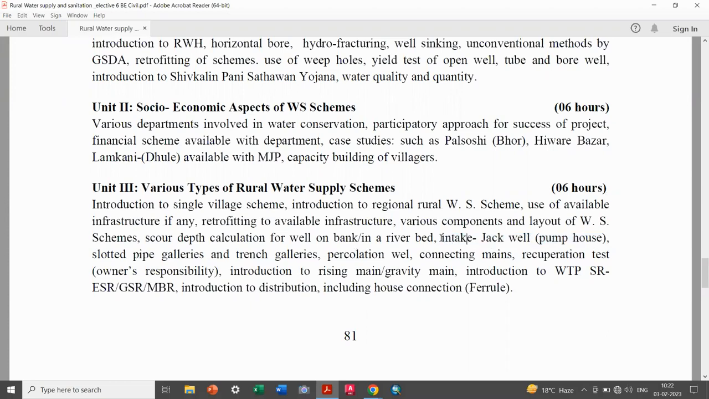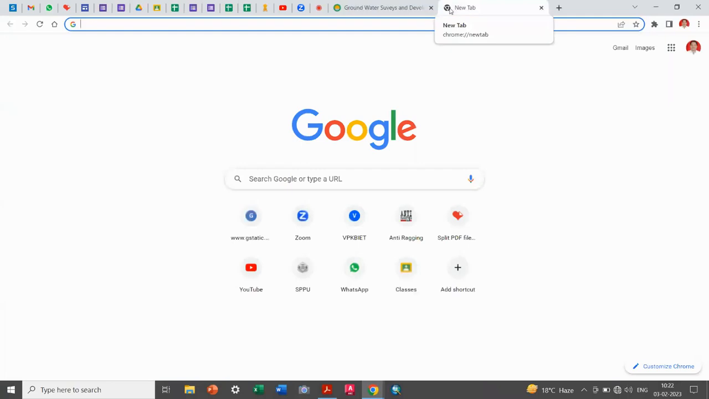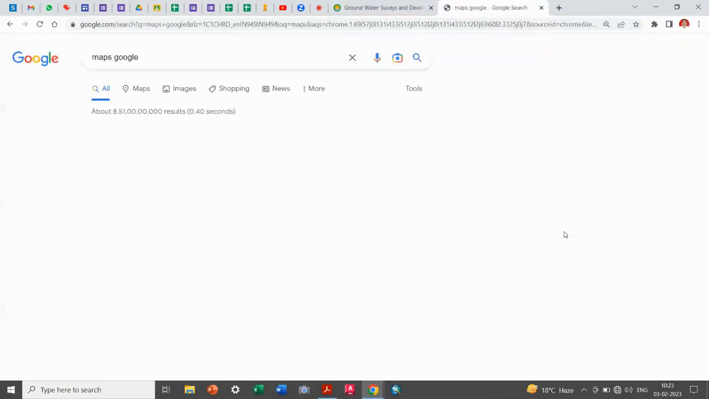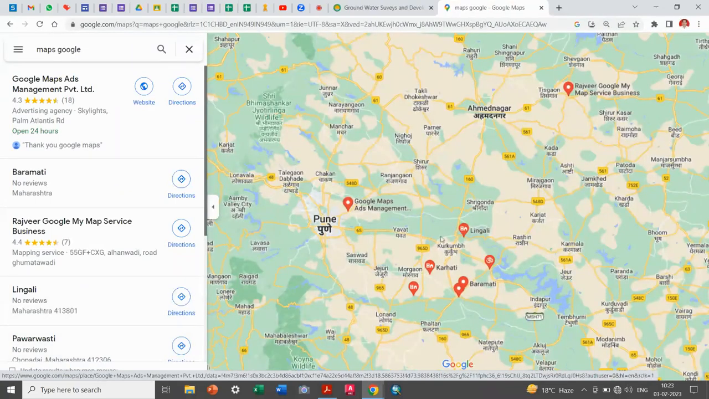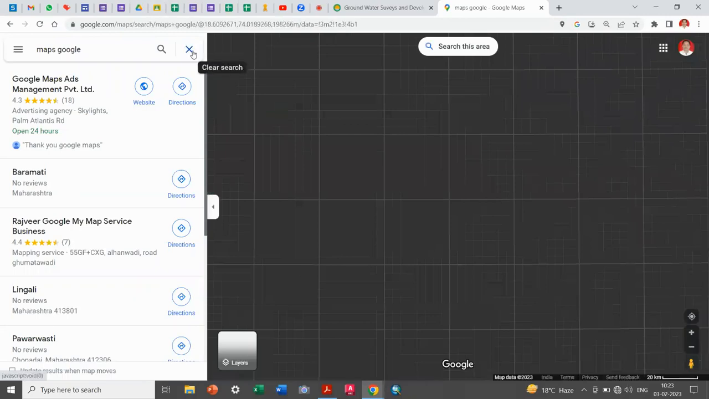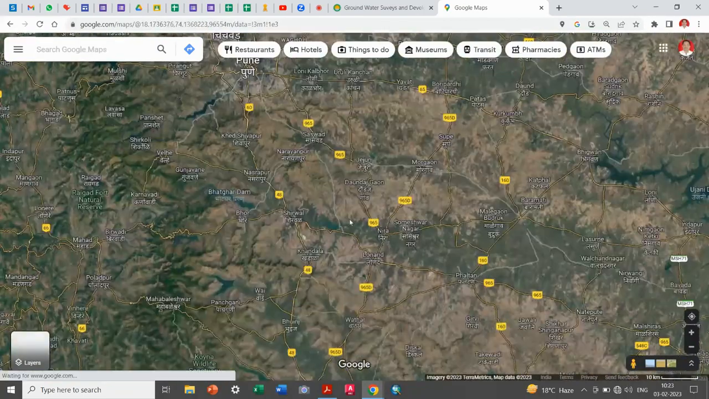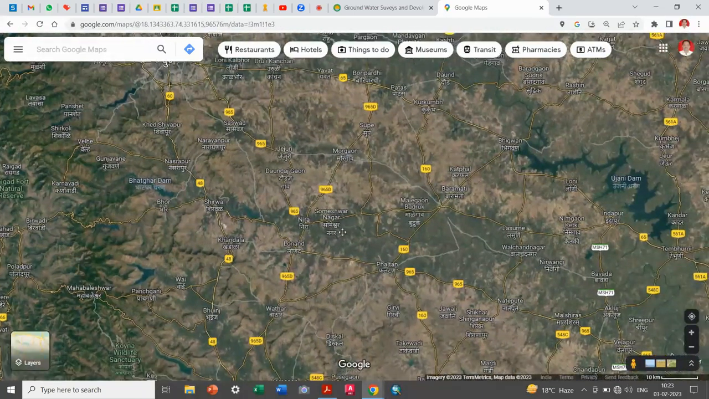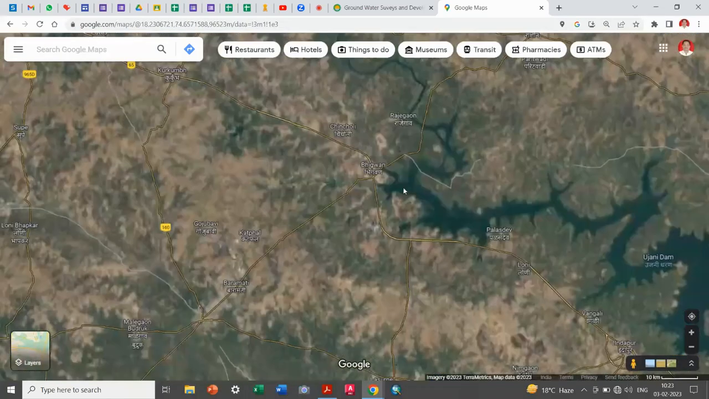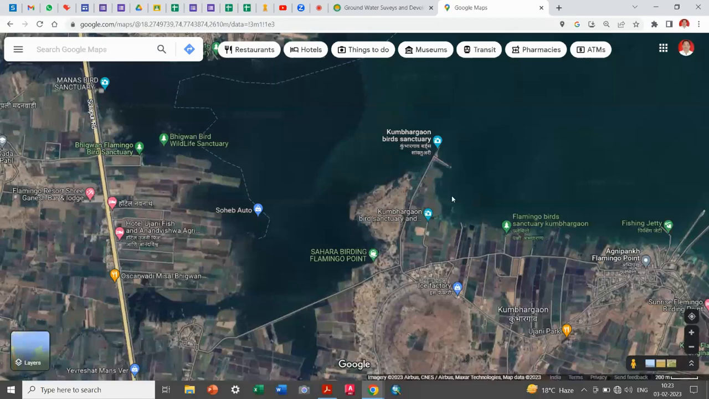Or you can see the pumping station of Baramati MIDC, which is in Uzni Reservoir, okay, near Kurkum. I will show you the location. Sorry, Kurkum, Ravarti, Ayala, Kumbargao. Kumbargao is on the banks of Uzni River.